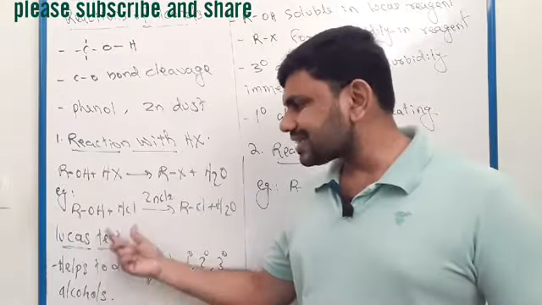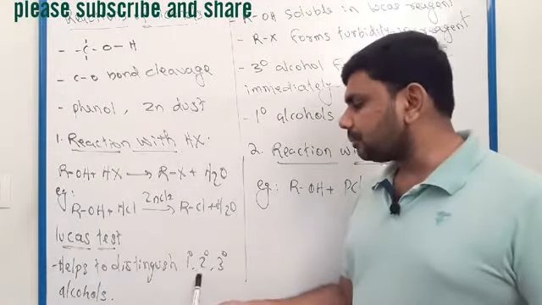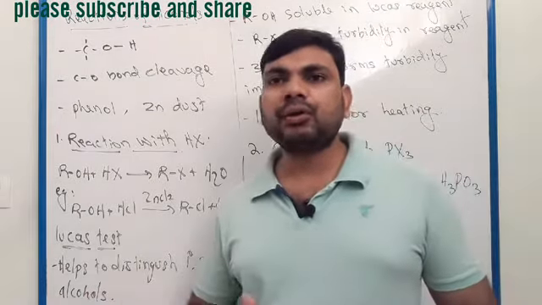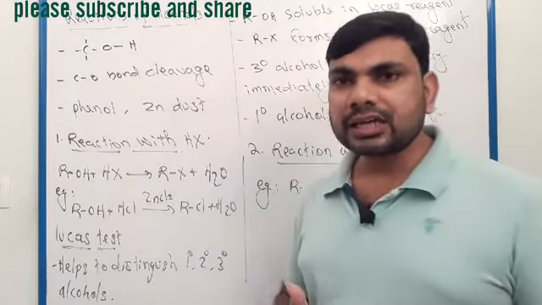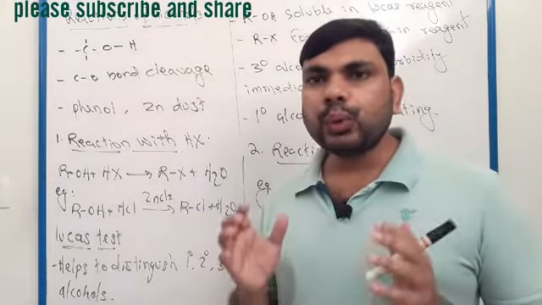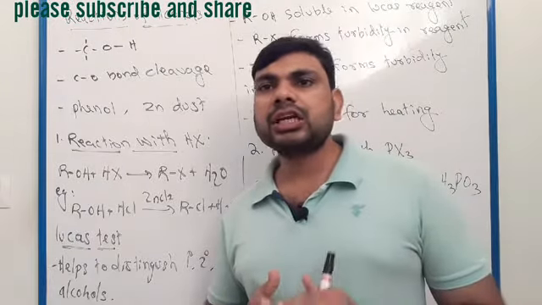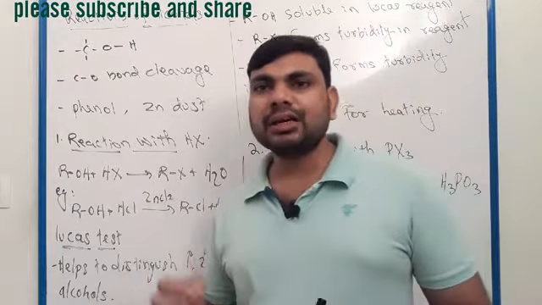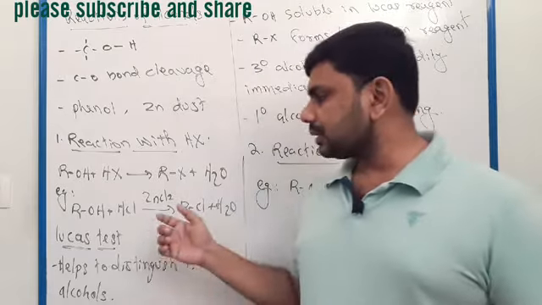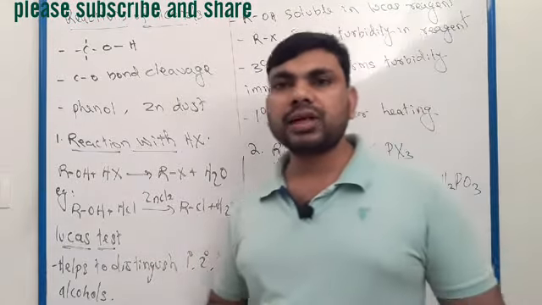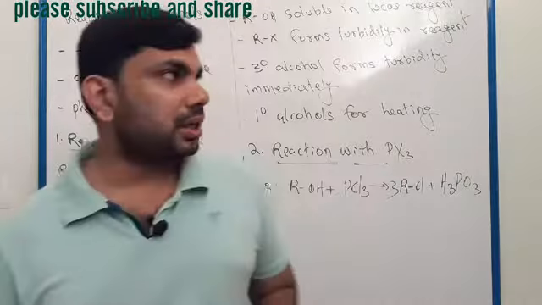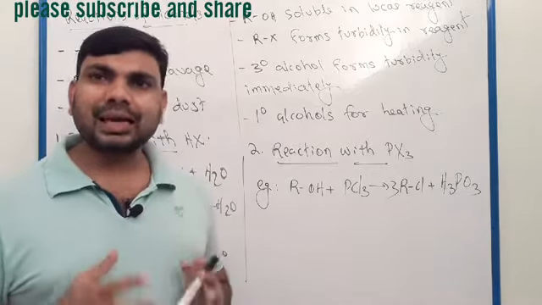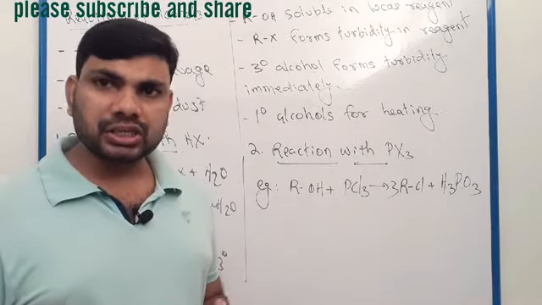This Lucas test helps to distinguish primary, secondary and tertiary alcohol. We know there are three different types of alcohol: primary alcohol, secondary alcohol, tertiary alcohol. We can distinguish them with the help of the Lucas reagent, which is a mixture of zinc chloride and hydrochloric acid. So the Lucas test helps to understand primary, secondary and tertiary alcohol.